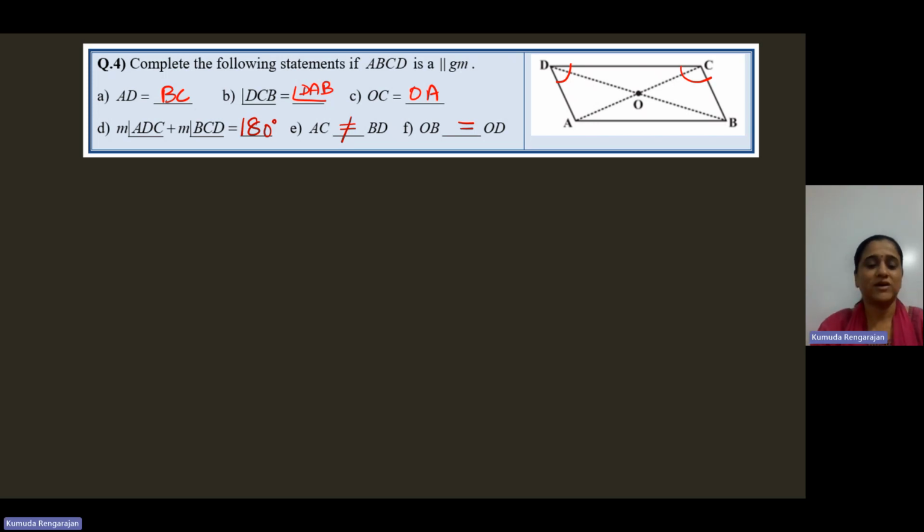Explain clearly why you don't understand. Adjacent angles are supplementary. Why should you mark the figures given? This is angle ADC, right? This is the angle BCD. They're adjacent angles. They're supplementary. All right? Okay.